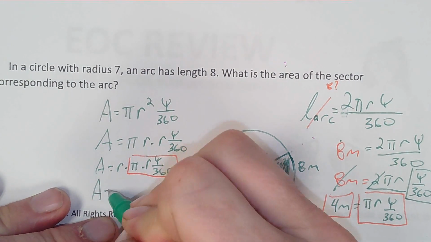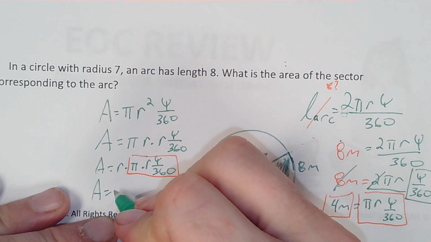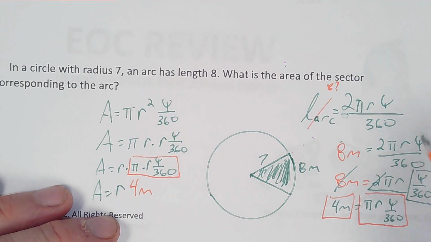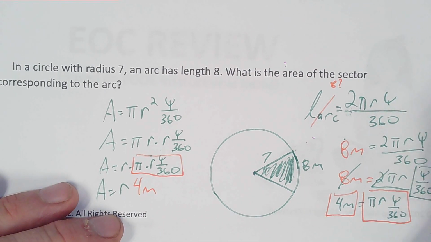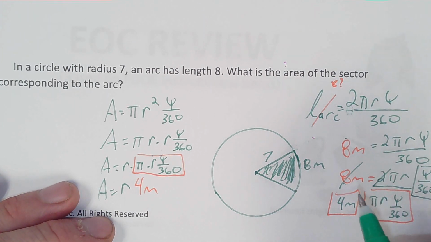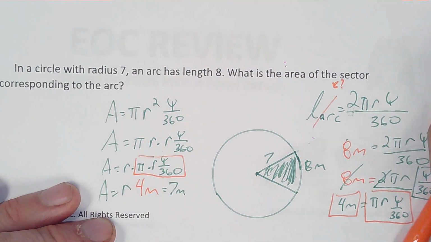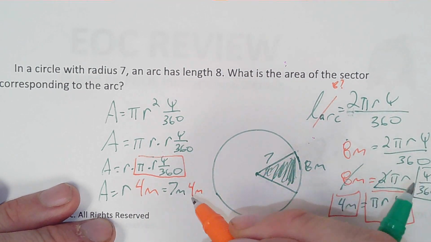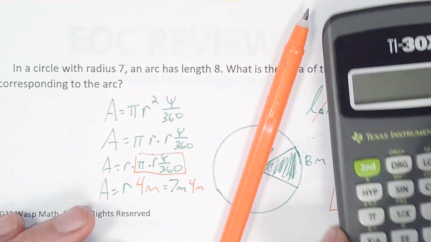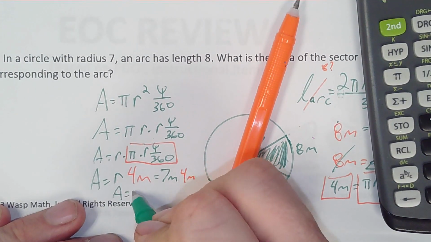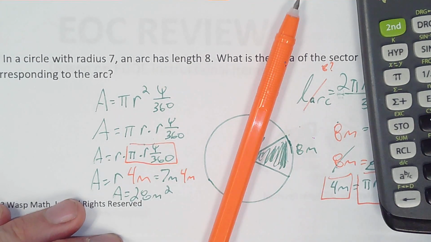So area equals the radius times 4 meters. So the area is going to be equal to the radius, which is 7 meters, times 4 meters. Meters work out. So 7 times 4 equals 28. Area equals 28 meters, question mark.